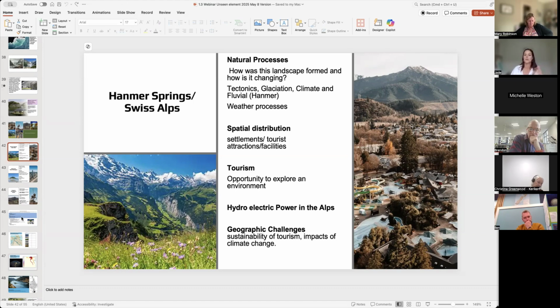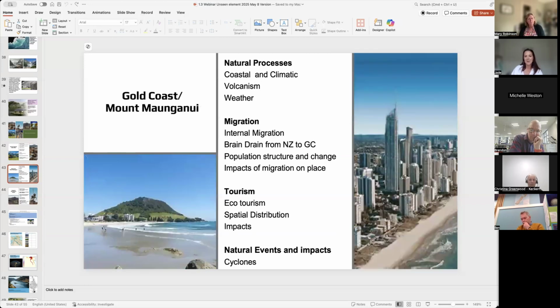So if you looked at Hanmer Springs and say the Swiss Alps, for example, you might talk about natural processes, and you might look at tectonics and glaciation and climatic processes, and if you're in Hanmer, some fluvial processes as well. But within that unit, you might also touch upon ideas of spatial distribution and tourism and power generation and geographic challenges. So it's quite a holistic approach to teaching.